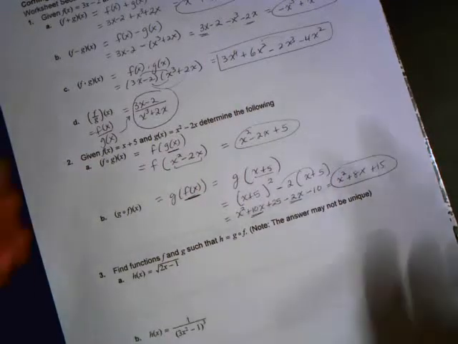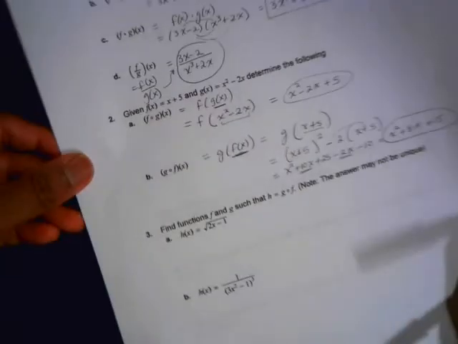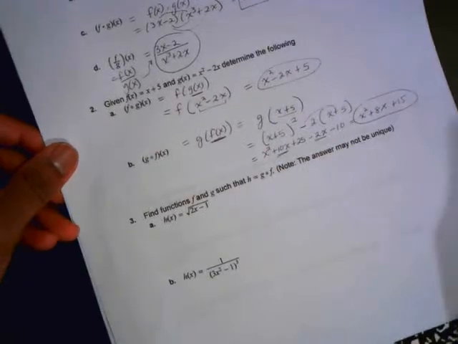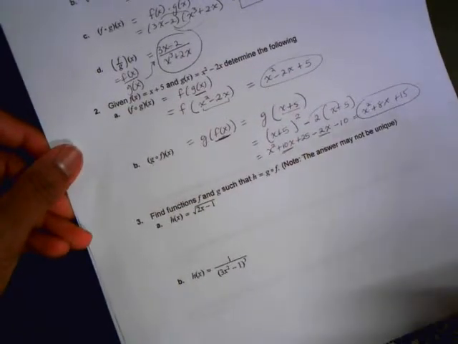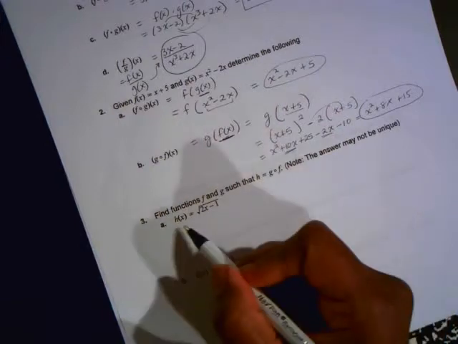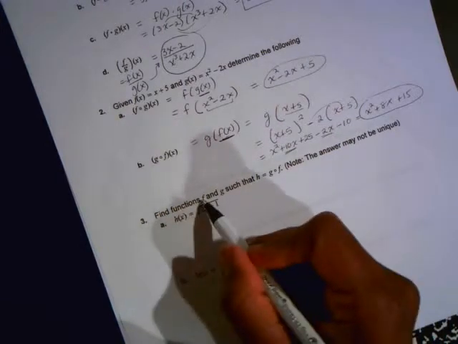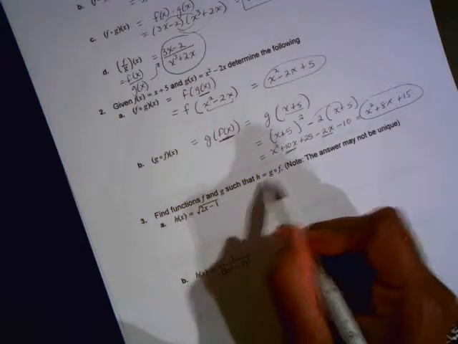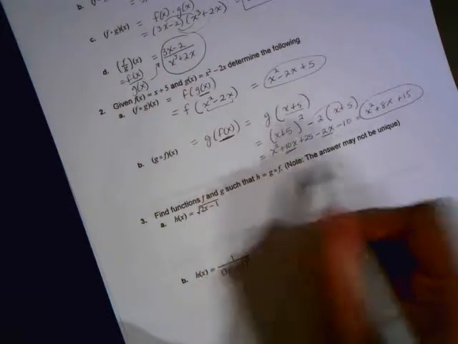Okay. This should also have been a review topic. Question 3 you may or may not have seen. Here you are given the result of a composition. Find f and g such that h is g composed with f. The answer may not be unique.